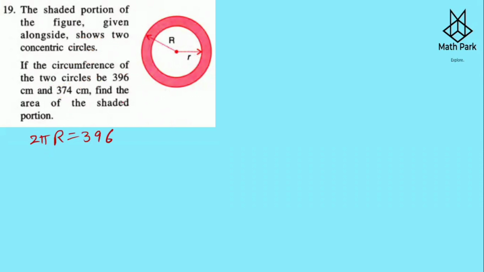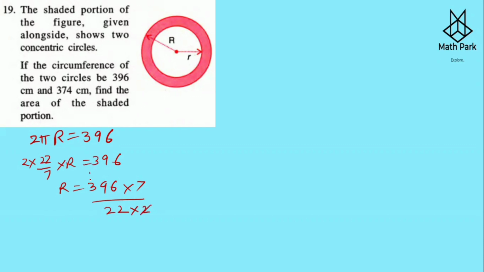We have to find the area of the shaded portion, which is going to be the area of the outer circle minus the area of the inner circle. So 2 times 22 by 7 into R is equal to 396. So you get R is equal to 396 multiplied by 7 upon 22 into 2. So let us simplify this.